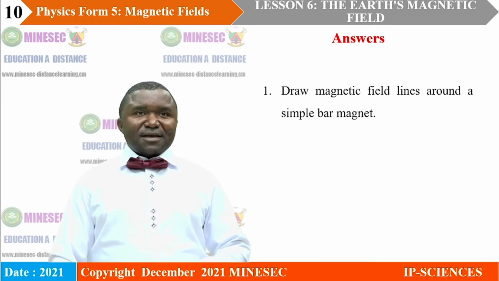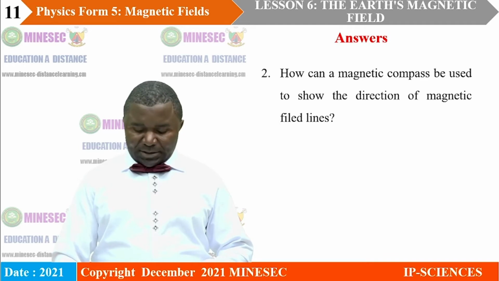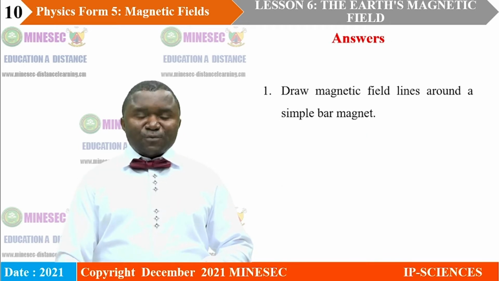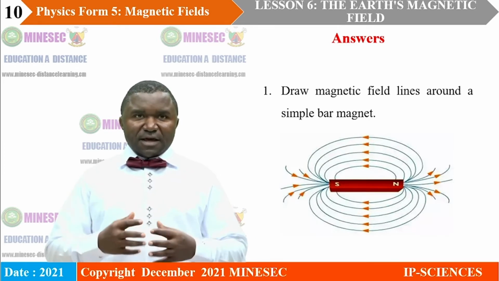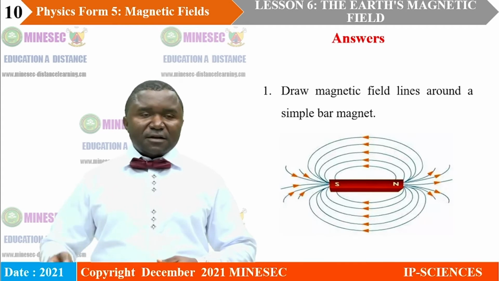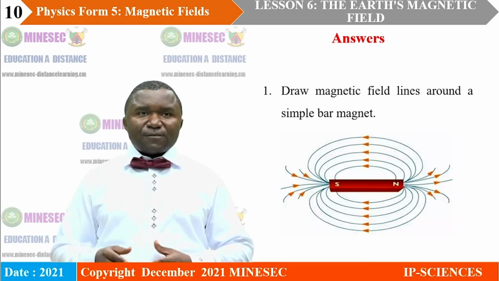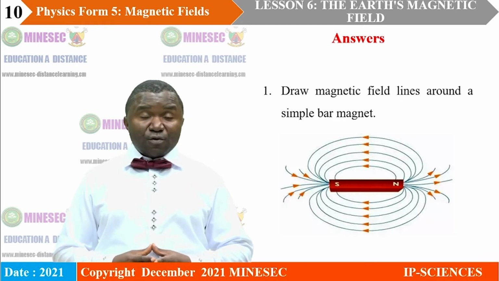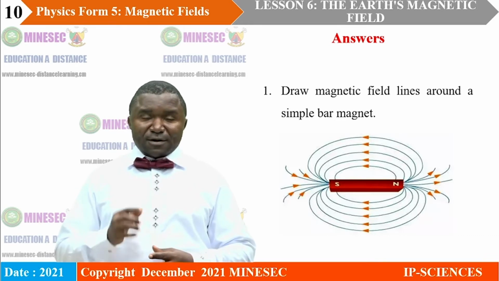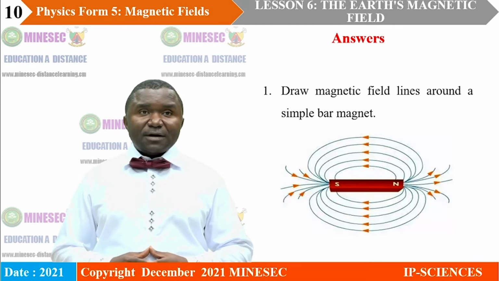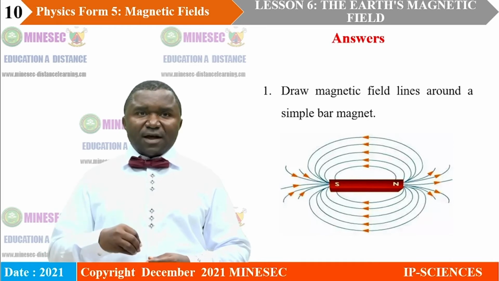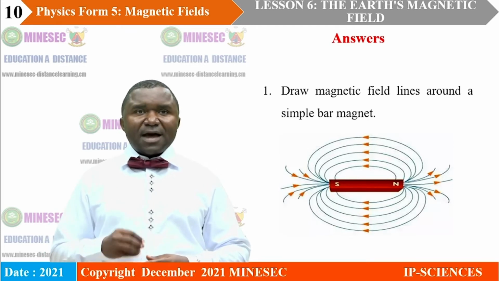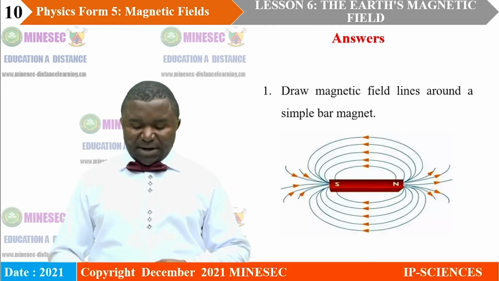Answers. To draw the magnetic field around a bar magnet, we simply begin by drawing the magnet and then having a mastery of the fact that the field lines will always run from the North Pole to the South Pole in closed loops and not crossing each other. And also understanding that the magnetic field strength at the poles is greater than at any other point on the magnet.